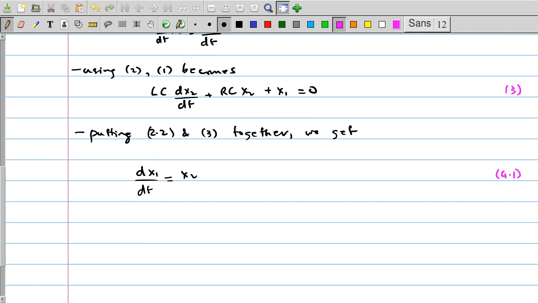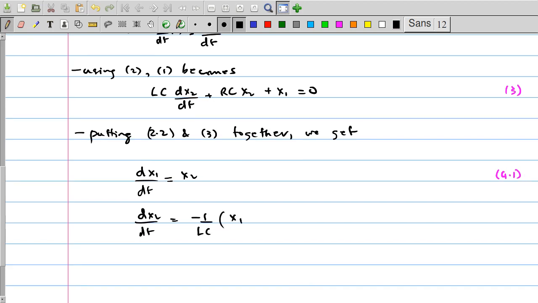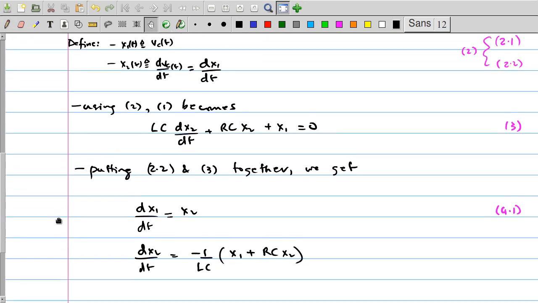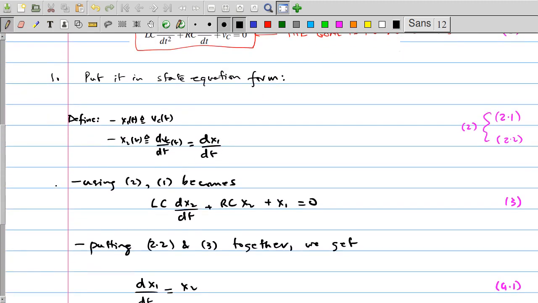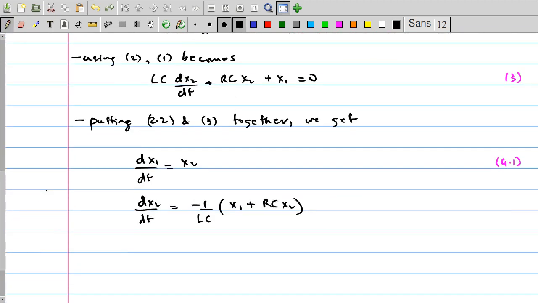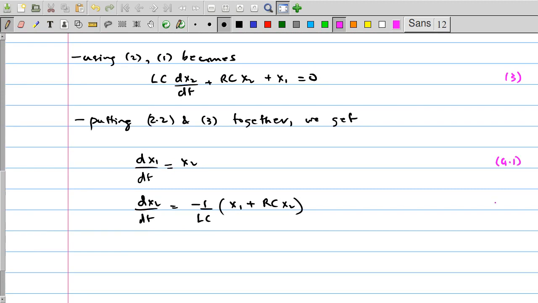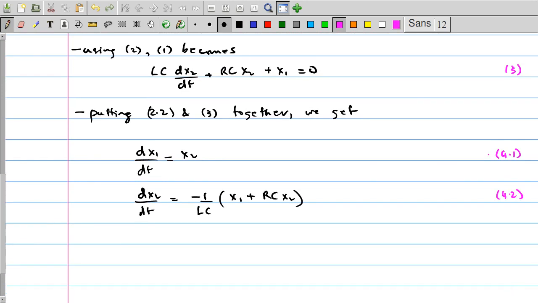And the second equation is, what was it? dx2 by dt equals minus 1 over LC times all the rest of it, x1 plus RC x2. Be sure it's RC x2, right? Yeah. I move it onto the other side, I get the minus, and then I move the 1 over LC over here. That's good. And these two together we can call 4.